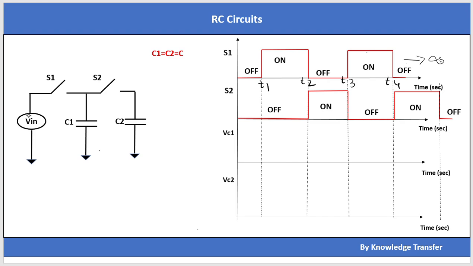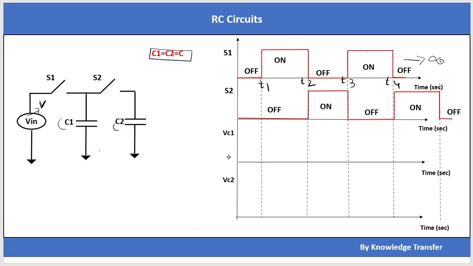Here we can say that this is Vin, which is a fixed DC voltage of V volt, and we have two capacitors here, C1 and C2. Here C1 equals C2 equals C farads. Okay, then let's start our discussion.